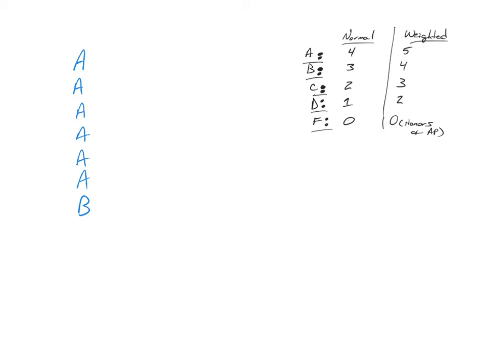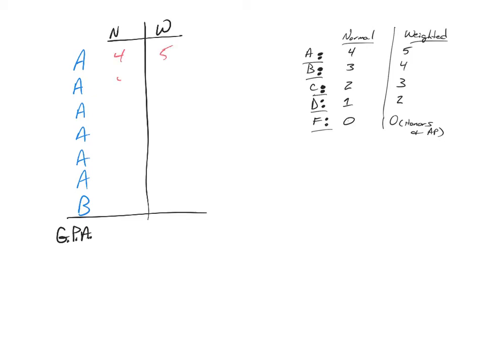Let's do normal, and then weighted, and then this is GPA. We're doing an average, people. You can do an average. So A is what in normal? 4. A is 4, this is 5. This is 4, this is 5. 4, 5. What's this one? 3 and 4. So you just add them up and divide by 7. That's it, and that's your GPA. Somebody do the math. 12, 16, 20, 24, 27.